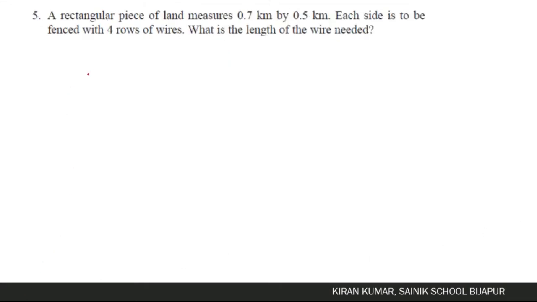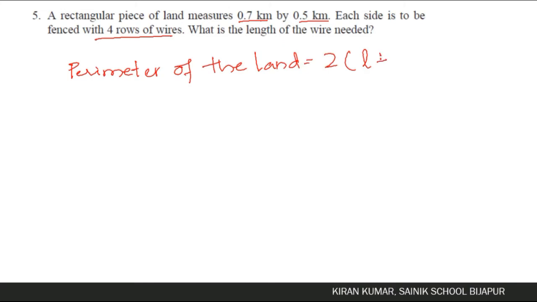Question number 5. A rectangular piece of land measures 0.7 kilometer by 0.5 kilometer. Each side is to be fenced with 4 rows of wire. What is the length of wire required or wire needed? Here, I need to find out the perimeter because fencing is done around the field, isn't it? So, perimeter of the land will be equal to 2 times of length plus breadth.